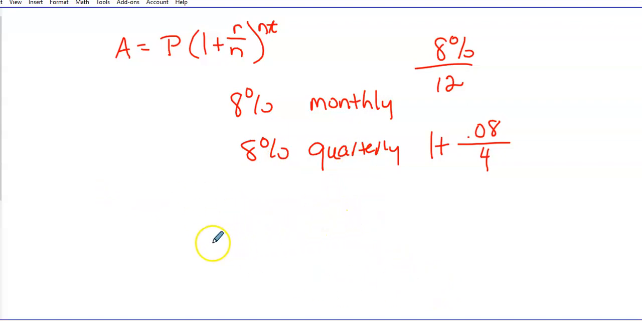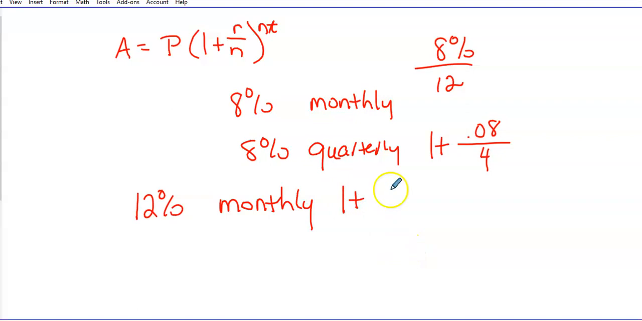Let's say it's 12% compounded monthly. That means that every month they're going to add 1%, because it's going to be 1 plus 12% divided by that number of months. So it's going to be 1.01, so 1% every month. I just didn't want you to think that, oh, good grief, I get 12% every month or 12% every quarter. It doesn't work that way. It's whatever the percent is divided by the number of compounds.